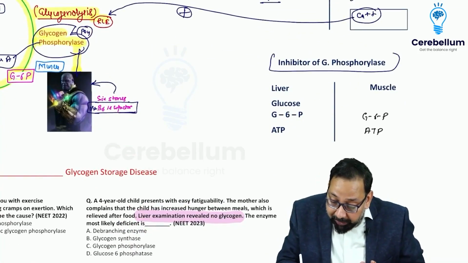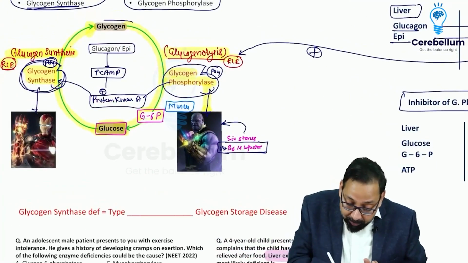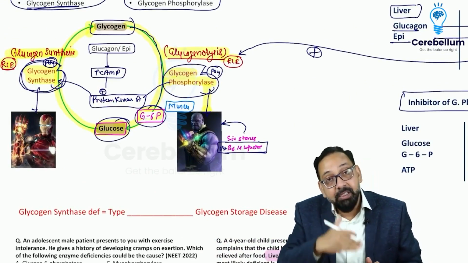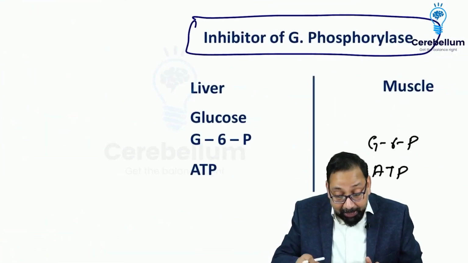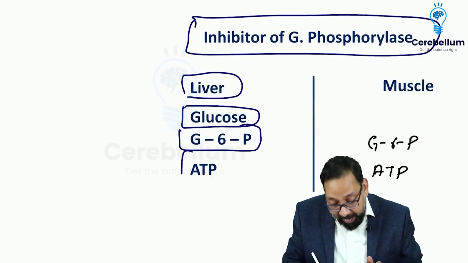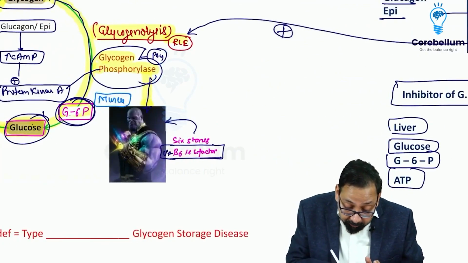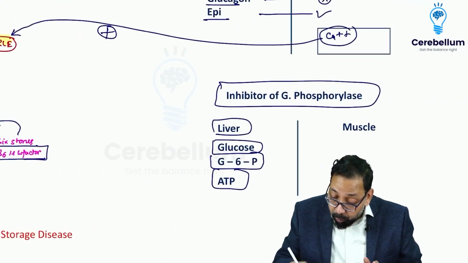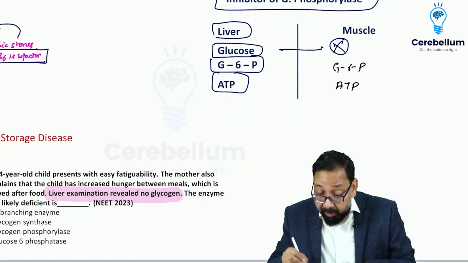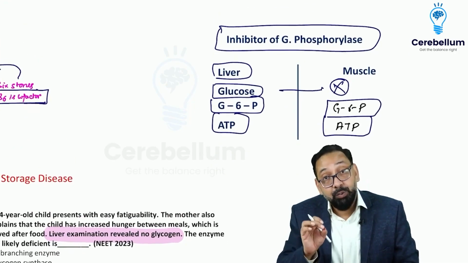Inhibitor of glycogen phosphorylase: end product inhibition. Liver glycogen is broken down to glucose 6-phosphate, then glucose, and energy is produced. So inhibitors of glycogen phosphorylase in liver are glucose, the end product, and glucose 6-phosphate and energy. But in muscle, the end product is glucose 6-phosphate, not glucose, so glucose is not an inhibitor in muscle. Glucose 6-phosphate and ATP are inhibitors of glycogen phosphorylase in muscle.